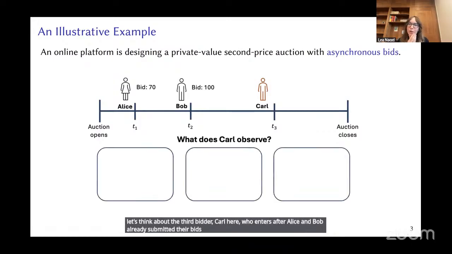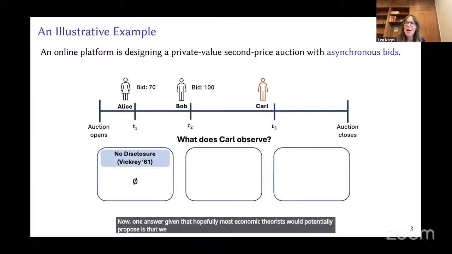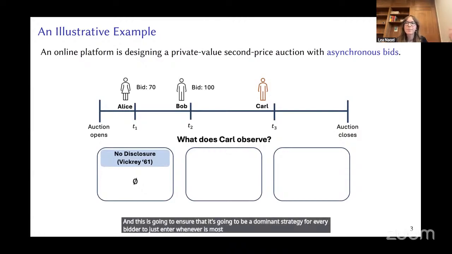And let's think about what we should tell Carl about these previously submitted bids. Now, one answer that hopefully most economic theorists would potentially propose is that we could choose a dominant strategy mechanism for this setting by choosing the Vickrey auction. So we can just not reveal anything, essentially make this a sealed bid second price auction. And this is going to ensure that it's going to be a dominant strategy for every bidder to just enter whenever it's most convenient for them and submit their value for the object.